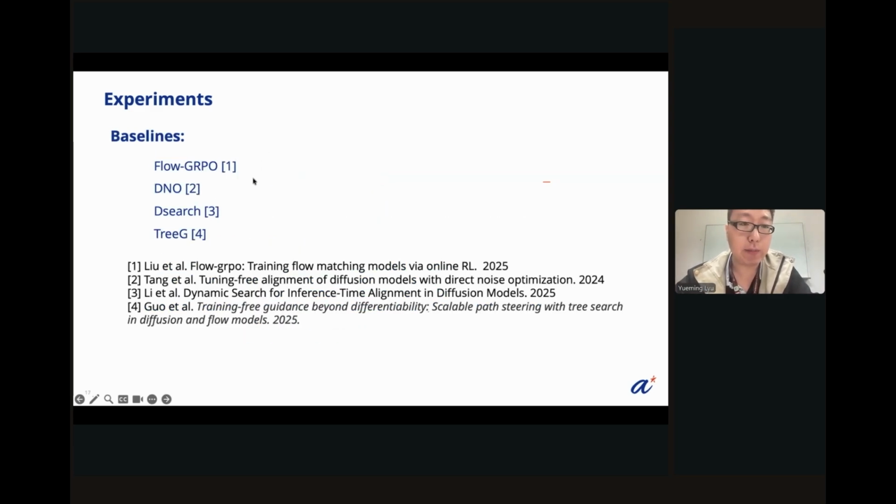Okay, here are the baselines. The first one is Flow-GRPO. The next one is DNO, which usually optimizes the noise sequence. The third one and the fourth one are inference-time alignment methods from this year.